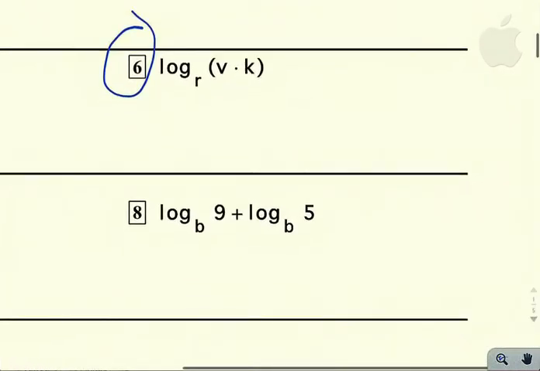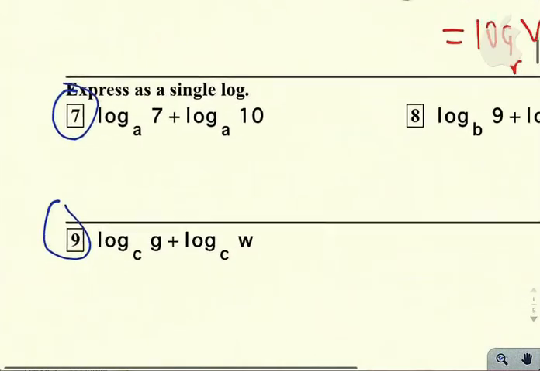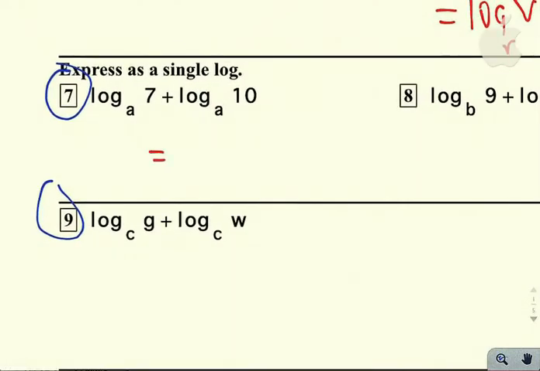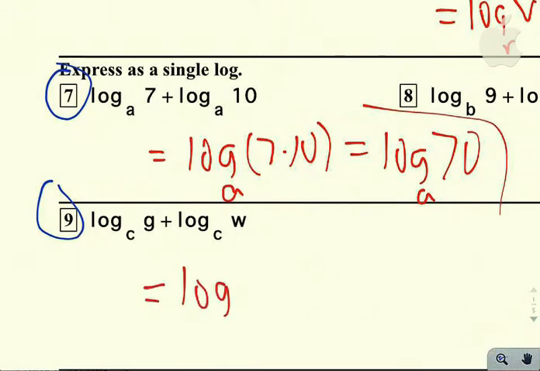Number 6. This would be log to the base r of v plus log to the base r of k. Number 7 is log to the base a of 7 times 10, which is log to the base a of 70. And number 9 would be log to the base c of 9, or is that g? That's g. GW, like George Washington.